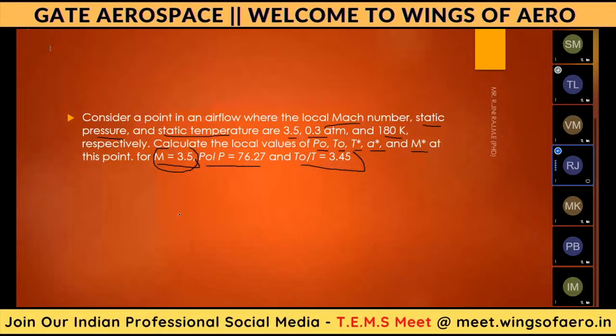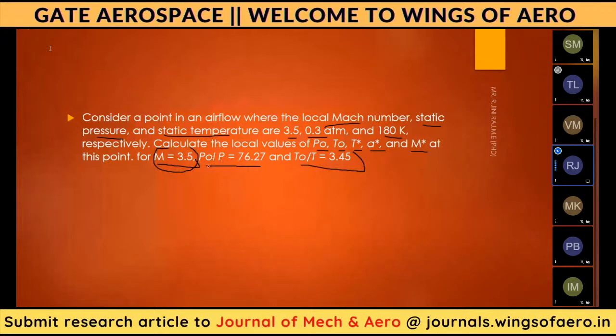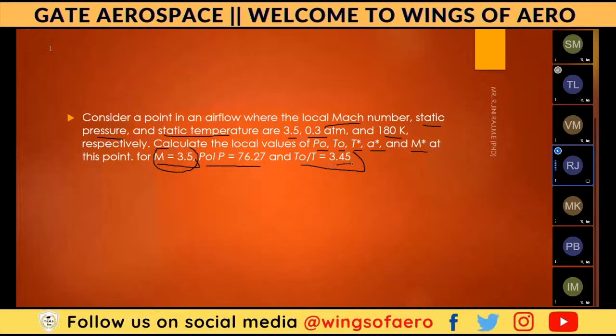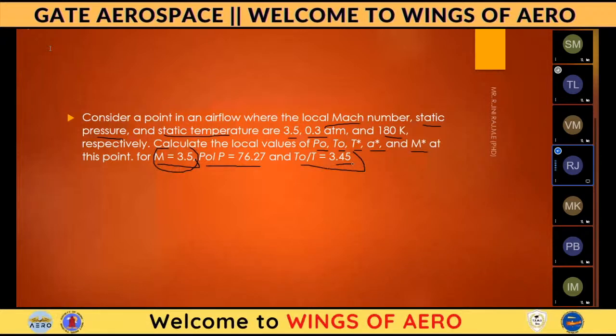The given data are easy only. We have the P0 by P value is 76.27, T0 by T value is 3.45. If you don't know the values, it is somewhat difficult, but you know the values, so you can easily find the remaining answers.